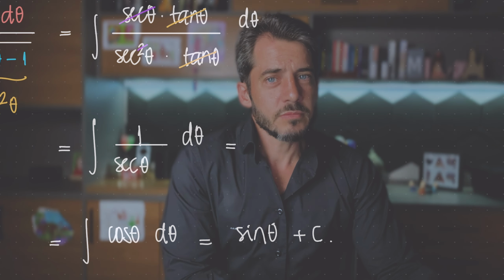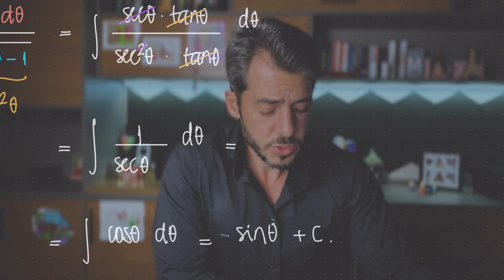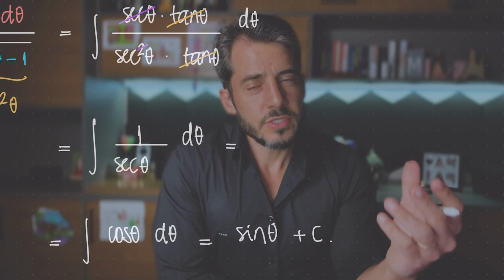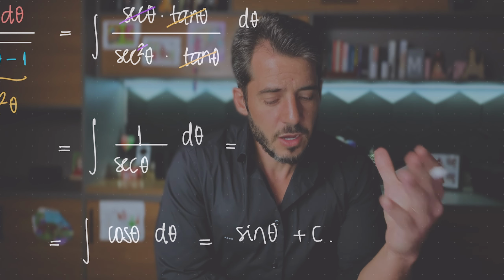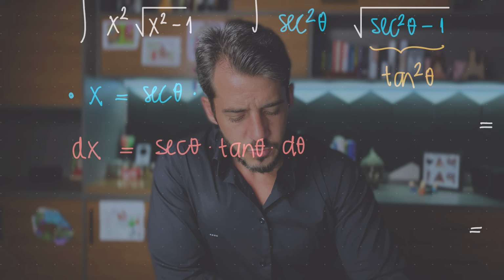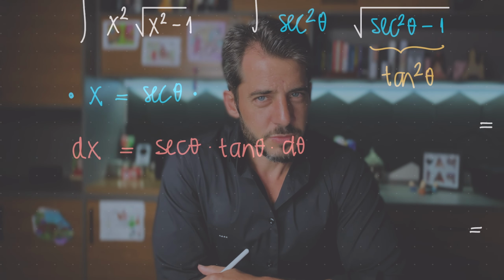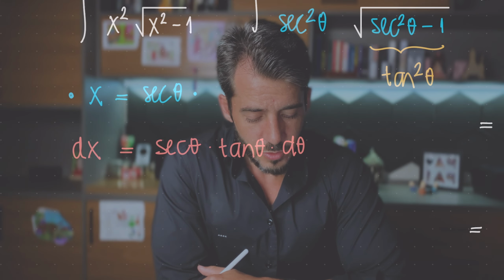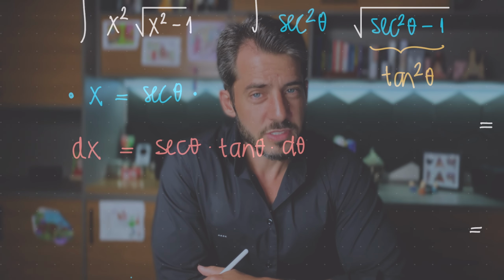Do we stop here? Absolutely not. We need to go back to the initial variable, which is x. How do we do that? Let's take a look at the substitution that we used. This is where integration by trig substitution becomes even more interesting. We have a secant of theta, which is equal to x.